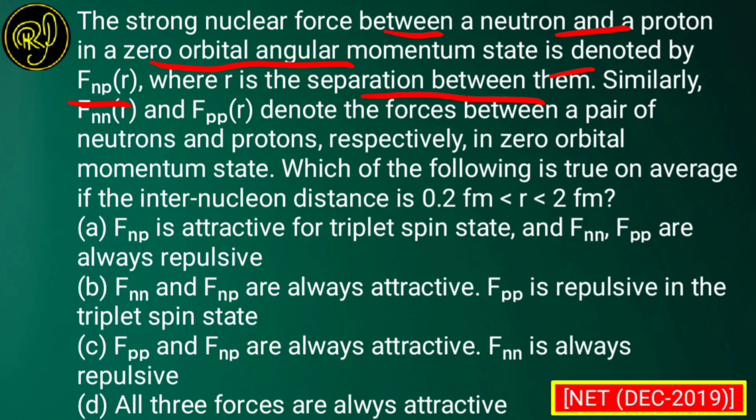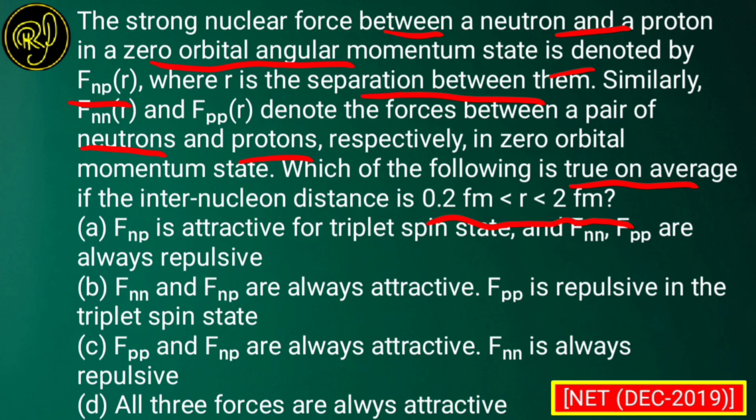Similarly, Fnn(r) and Fpp(r) denote the forces between a pair of neutrons and a pair of protons respectively in the zero orbital momentum state. Now, which of the following is true on average if the internucleon distance is 0.2 femtometer less than r less than 2 femtometer? Means r lies between 0.2 femtometer and 2 femtometer.